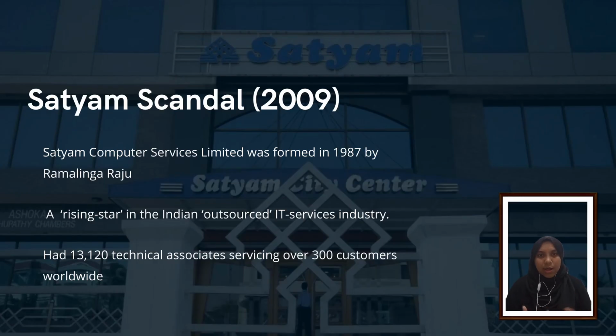Next is the Satyam scandal. Satyam Computer Services Limited was a rising star in the Indian outsourced IT services industry. The company was formed in 1987 by Ramalinga Raju and offered IT and business process outsourcing (BPO) services spanning various sectors. Satyam was an example of India's growing success. By 2003, Satyam's IT services business included 13,120 technical associates servicing over 300 customers worldwide.